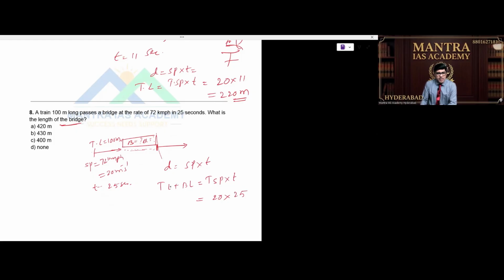The train length mentioned here is 100 meters, but my target is the bridge length. So the distance is nothing but TL plus BL, you have to remember. Therefore, the bridge length is equal to 25 twos are 500 meters minus 100. The length of the bridge is 400 meters, the right answer beta. That's option C. The 8th question is also completed.